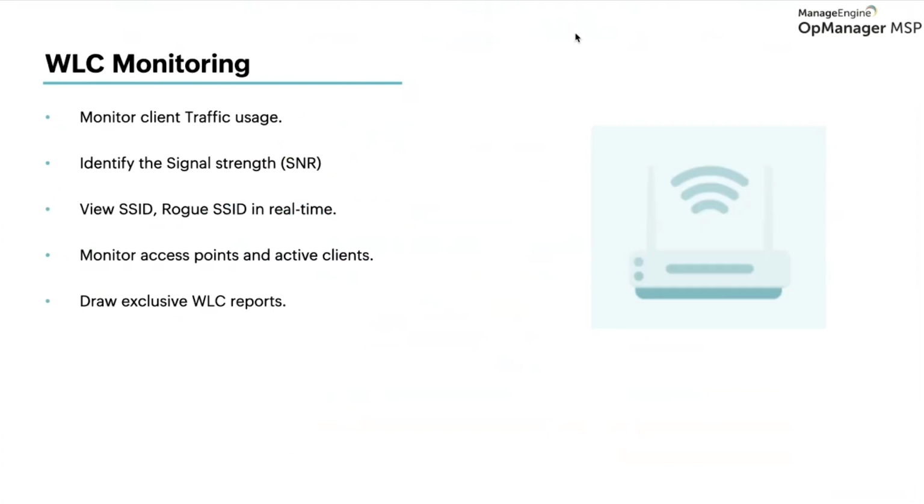So let's take a look at our next topic, which is WLC monitoring. Wireless LAN controller monitoring is a newly added feature in OpManager MSP that allows you to monitor WLCs across multiple vendors. This is another licensed module inside OpManager MSP that allows you to gain in-depth information on traffic usage, that is, the data transmitted via different wireless and wired network components, and their signal strength. Authorized and unauthorized Wi-Fi connections detected by your access points will be listed out as SSIDs and rogue devices.